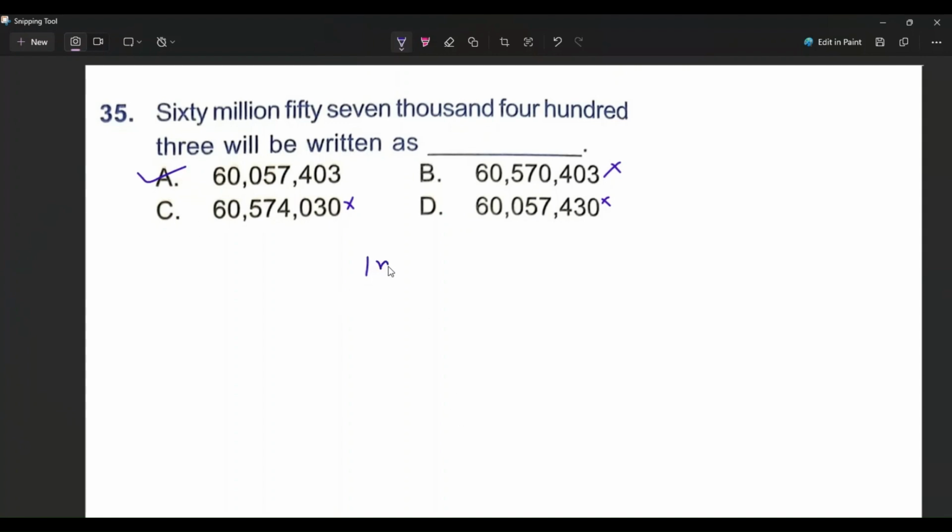So 1 million is equal to, if you write in lakhs, 1 million is nothing but 10 lakhs, children. 1 million is equal to 10 lakh. So here it's given lakhs, 10 lakhs, 100 lakhs. So lakhs are converted into millions. 100 lakhs is nothing but 10 million. So 6 into 10, 60. 60,057,403 is the answer.